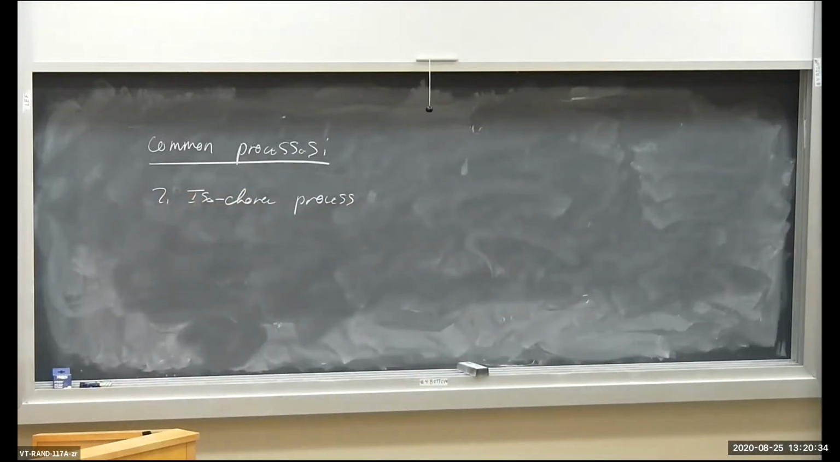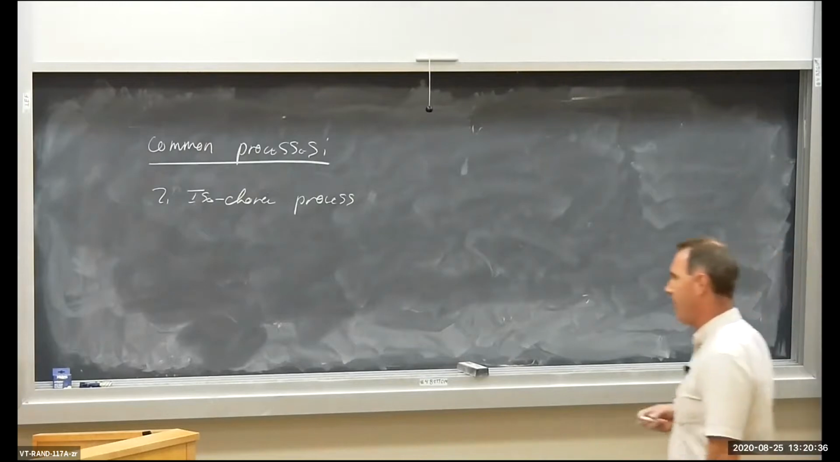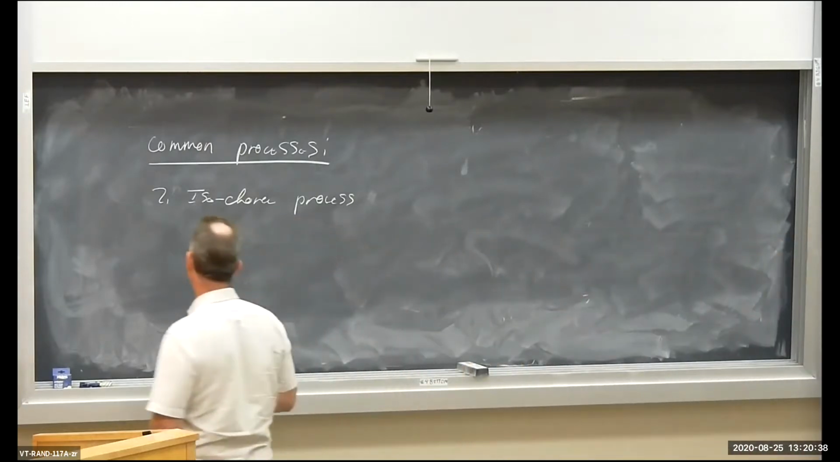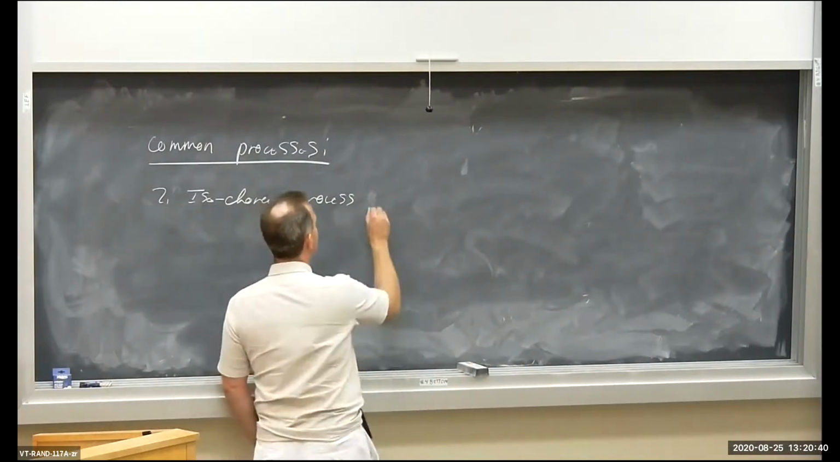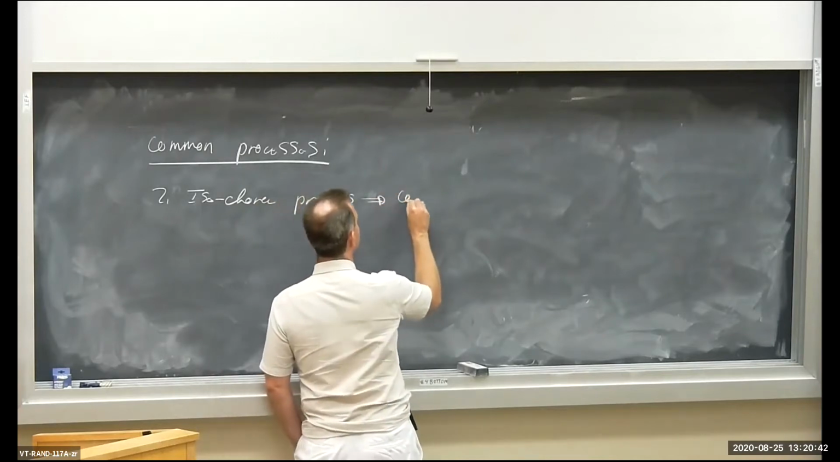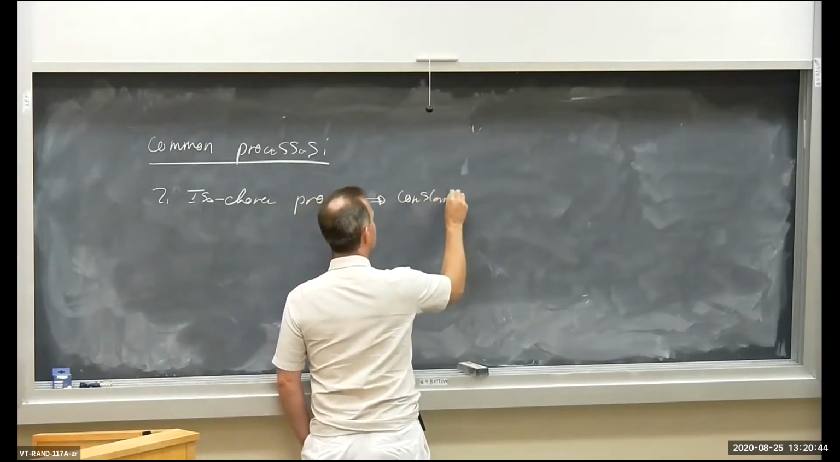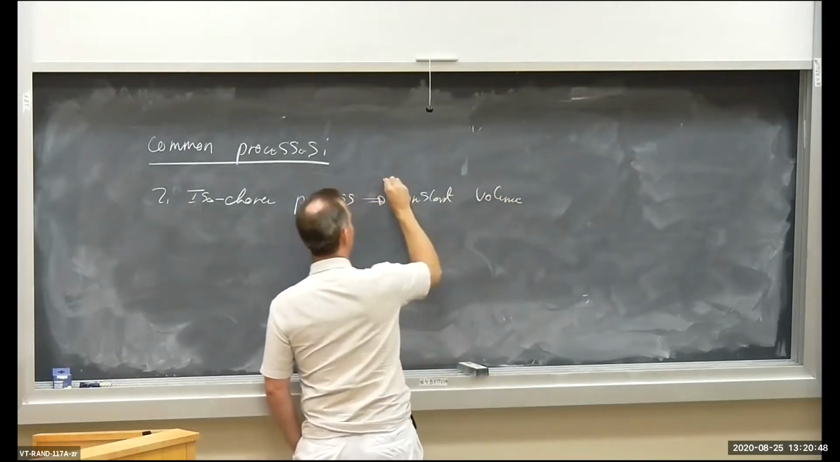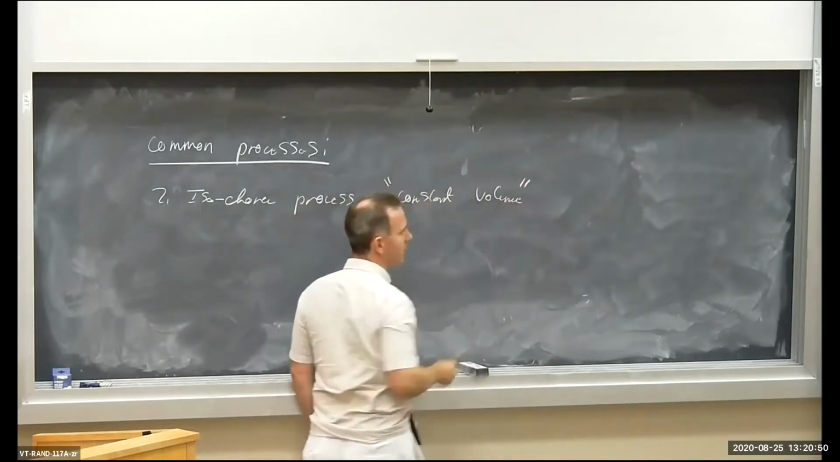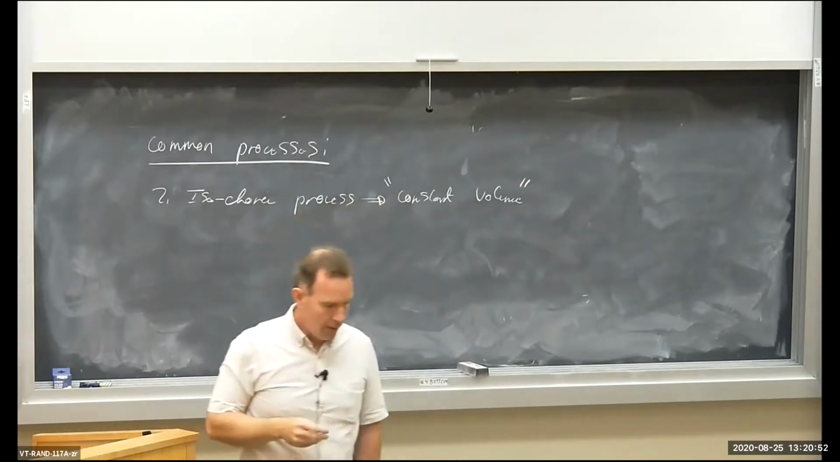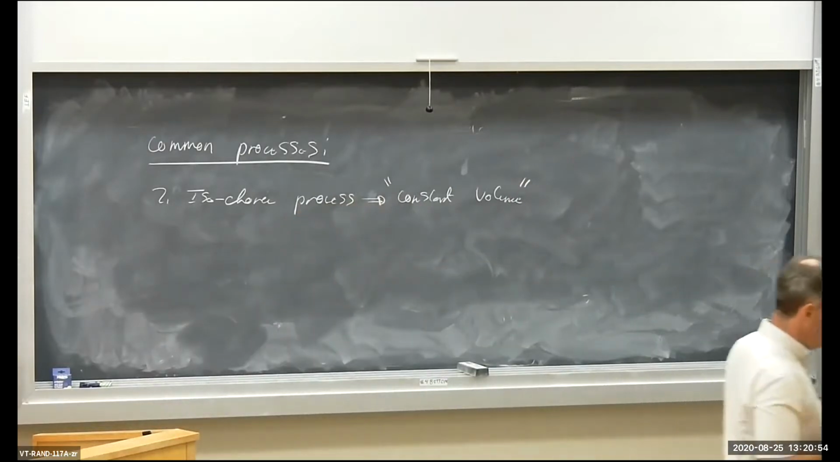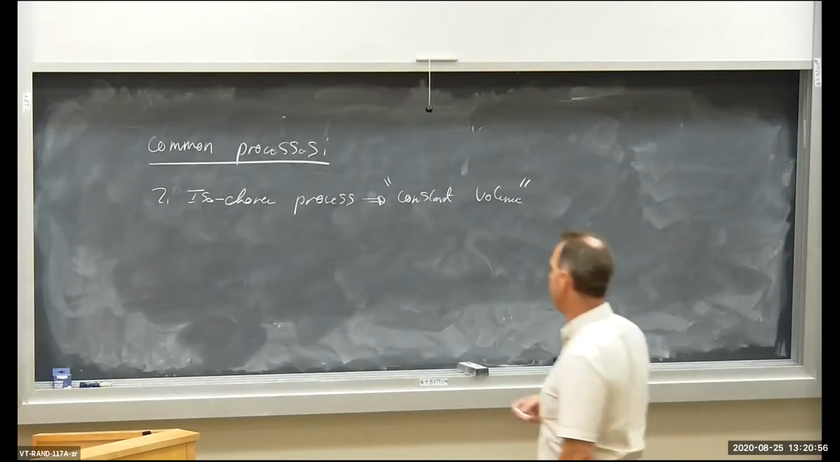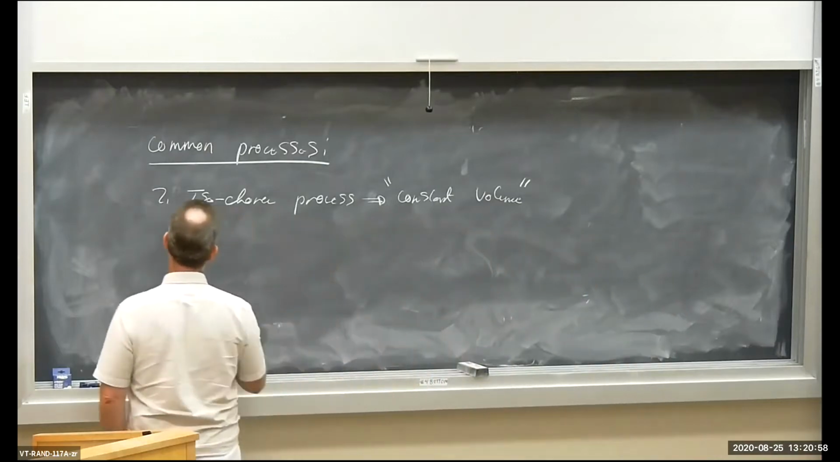Choric is actually a strange way to describe, or word to describe volume. So isochoric process means constant volume. Constant volume, okay? Constant volume process. Now, what might be an example of a constant volume process?